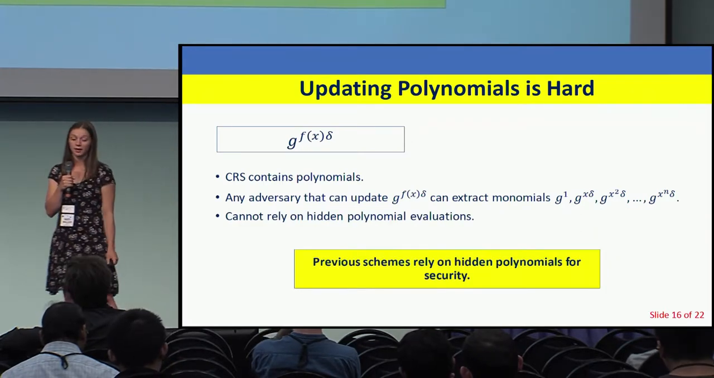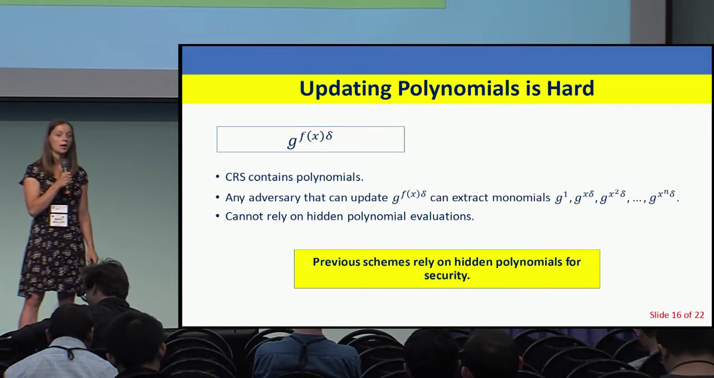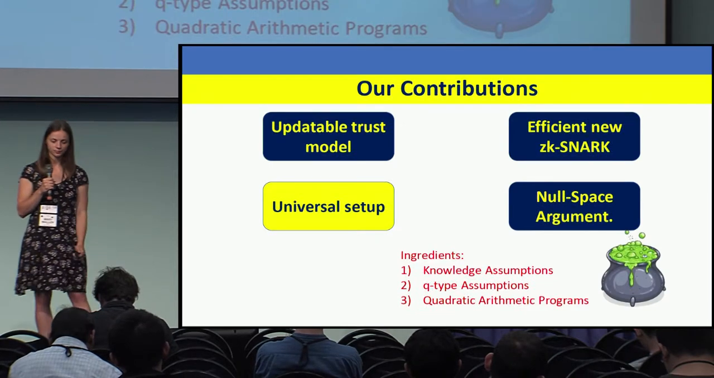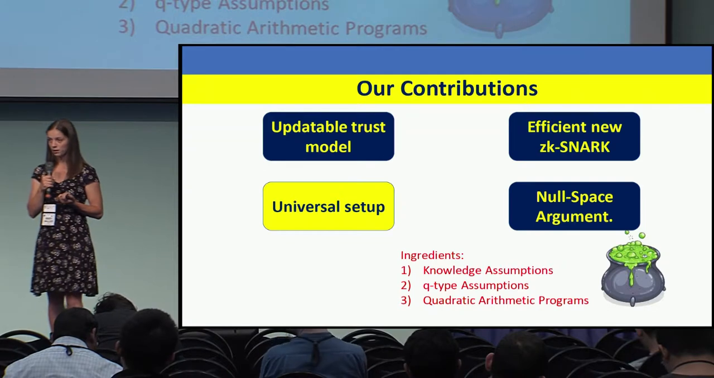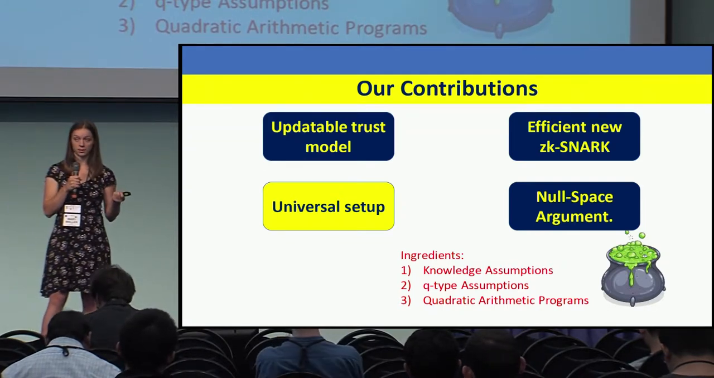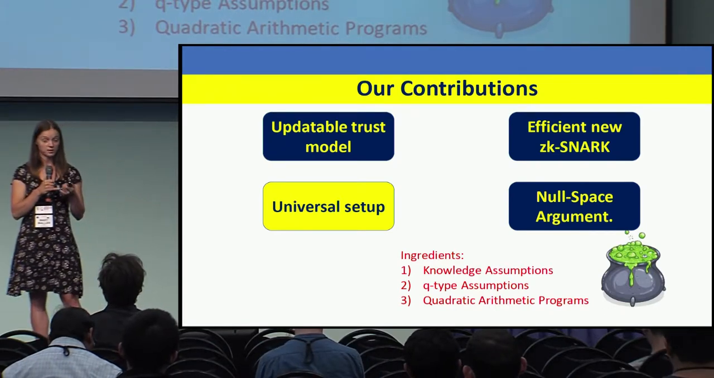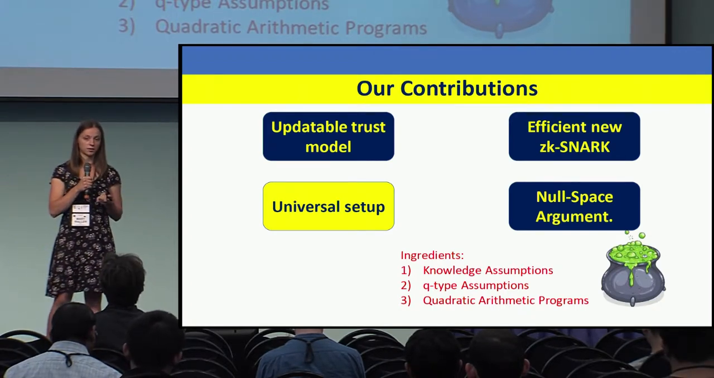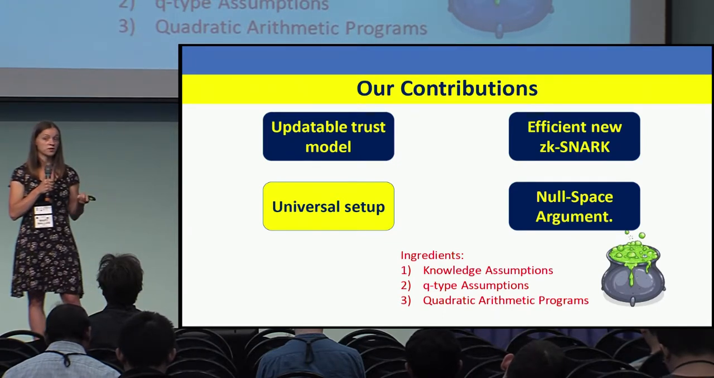So the moral of the story here is that we cannot rely on hidden polynomial evaluations in our common reference string when we're building an updatable zero-knowledge SNARK. And this is highly related to why we get a universal setup. Because for the updatable setup, we cannot rely on circuit-dependent things in the common reference string. And for a universal setup, which means that you have the same setup for every single circuit, you also cannot rely on circuit-dependent things in the common reference string. So essentially, in solving one problem, we have also solved the other problem.